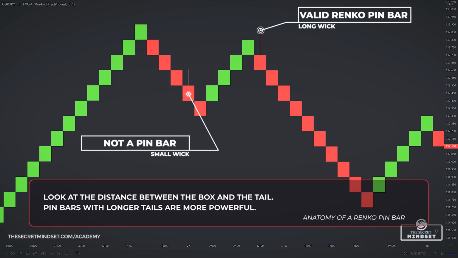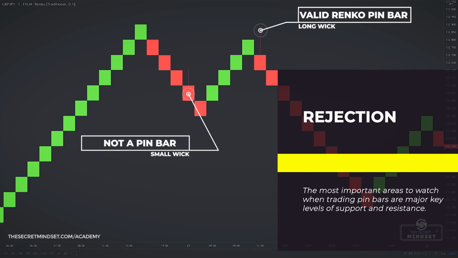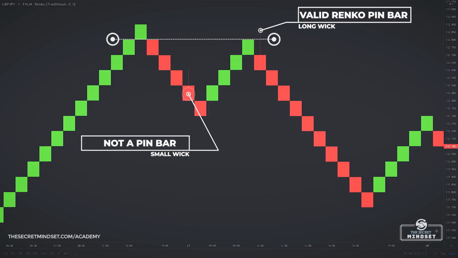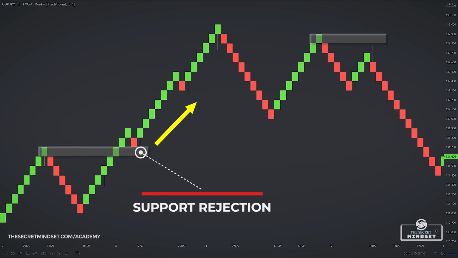The psychology behind the pin bar candle formation is simple. Pin bars are formed when prices are rejected. Now, this rejection doesn't indicate a guaranteed reversal signal because this price action setup can form everywhere in your chart. The most important areas to watch when trading pin bars are major key levels of support and resistance. If the rejection was near a support level, for example, this is an obvious indication that the bulls were more powerful and they are willing to push the market to go upward.